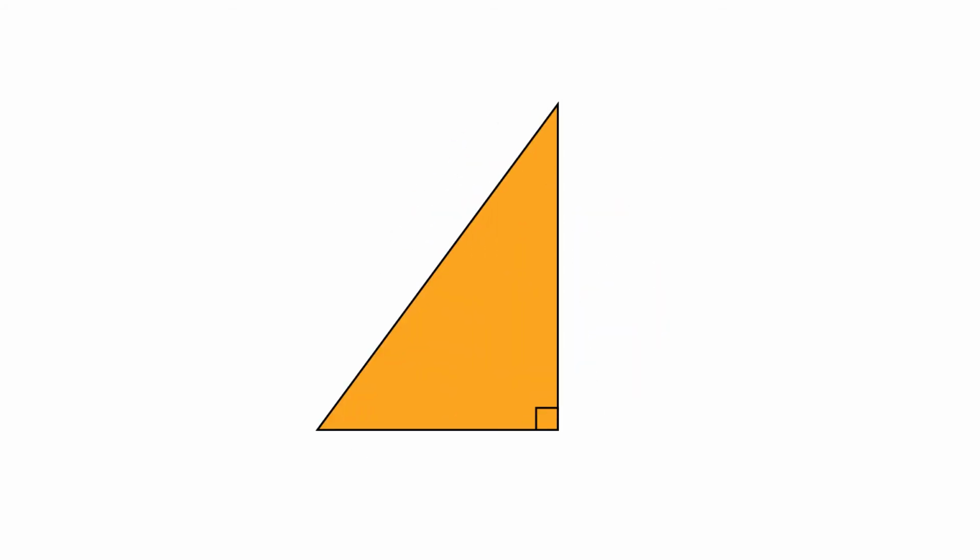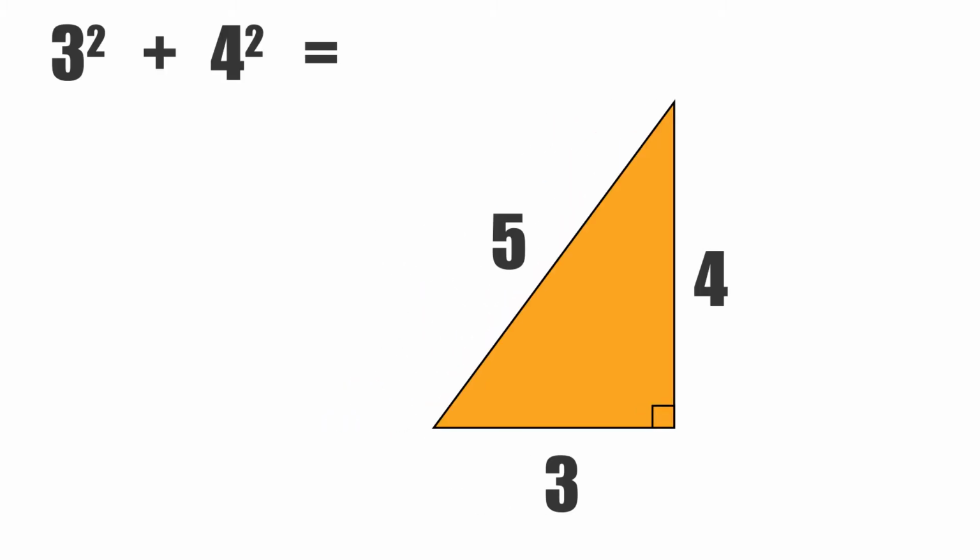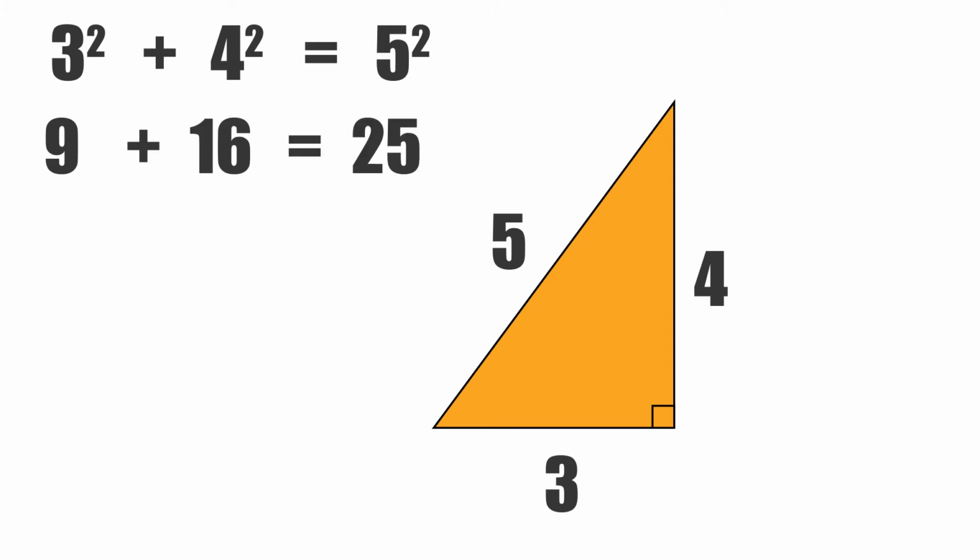Let's check out a right triangle with side lengths of 3, 4, and 5. Applying the Pythagorean theorem, this would mean that 3 squared plus 4 squared equals 5 squared, which makes sense since 9 plus 16 equals 25.